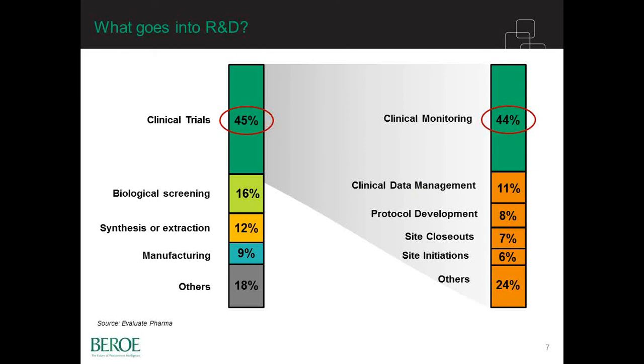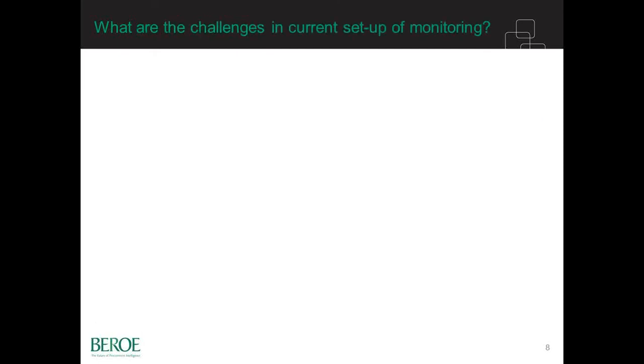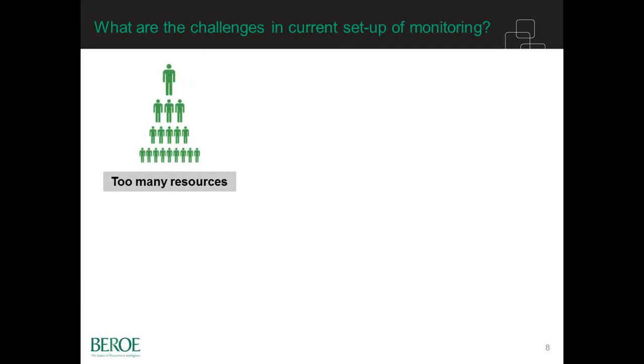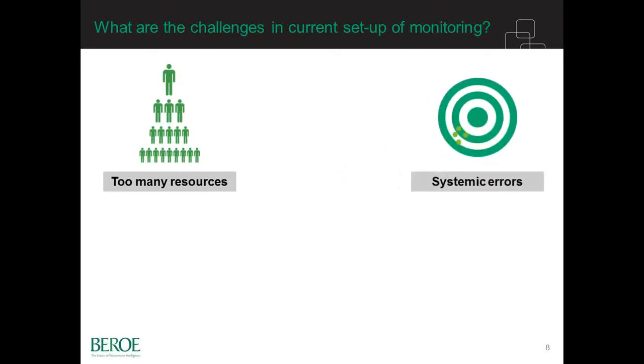So what are the challenges in the current setup of clinical monitoring? For us to understand how risk-based monitoring could help, we need to understand the challenges and where the possible opportunities are. In the current environment, to start with, too many resources have been deployed to several clinical trial sites, and it has become resource intensive, followed by systemic errors. Even after having this many resources performing 100% source data verification, which means sending a CRA to a particular site to look into every single data point of a patient, the clinical trial, which demands high precision and high accuracy, has been incurring systemic errors, which is not good for clinical trials.